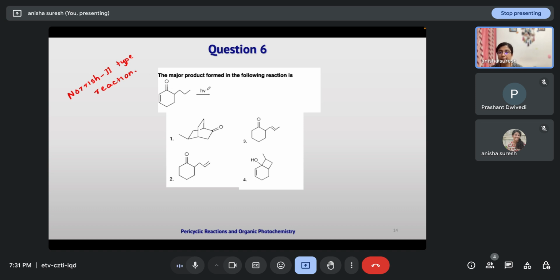So here, what will happen under photochemical condition? This ketone will be irradiated, leading to the formation of radicals. Then it can undergo a Norrish type 2 reaction, that is gamma hydrogen abstraction: alpha, beta, gamma. Gamma hydrogen abstraction will take place, leading to the formation of OH and this carbon radical.